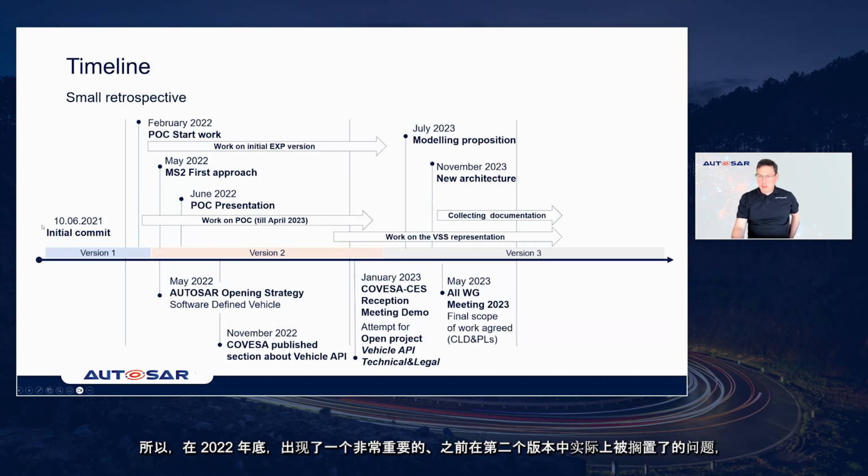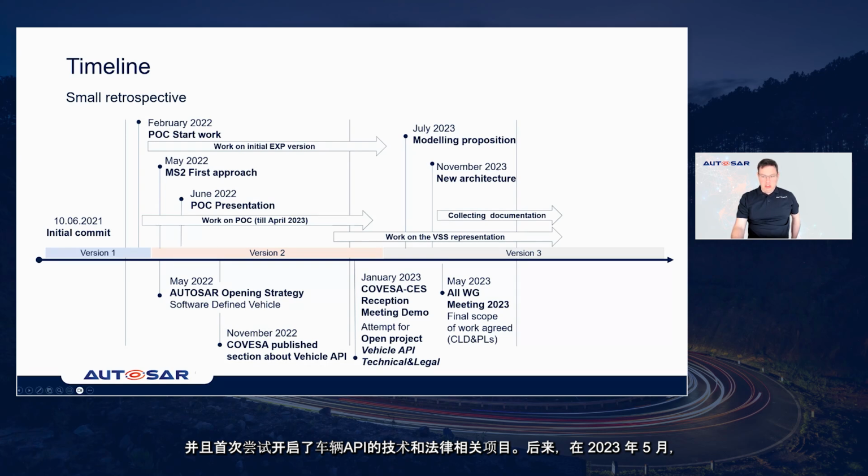At the end of 2022, there was a very important point: a thread appeared, abandoned actually in version 2, on how to represent VSS in ARXML format. I will continue this topic a little bit later, but it is important as it is finally part of the concept deliverables. In January, some parts of the proof of concept were presented at the COVESA RCS reception meeting demo, and there was a first attempt to open a project, Vehicle API, technical and legal.